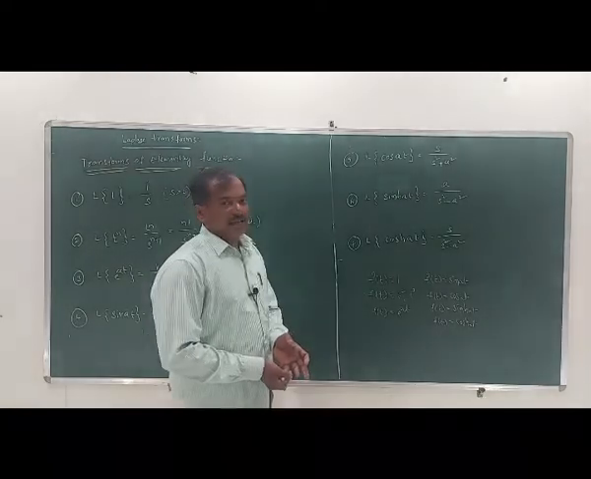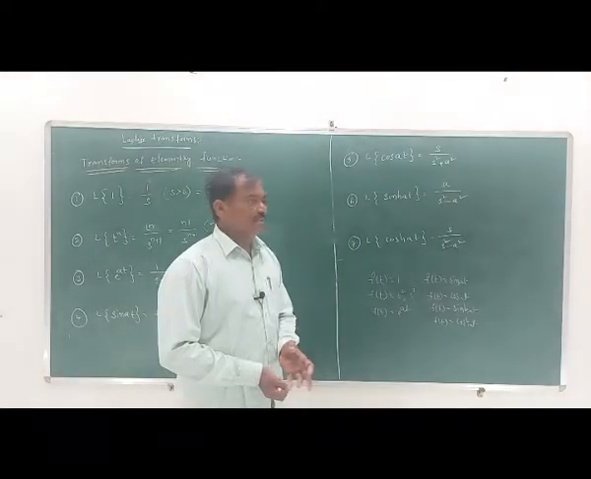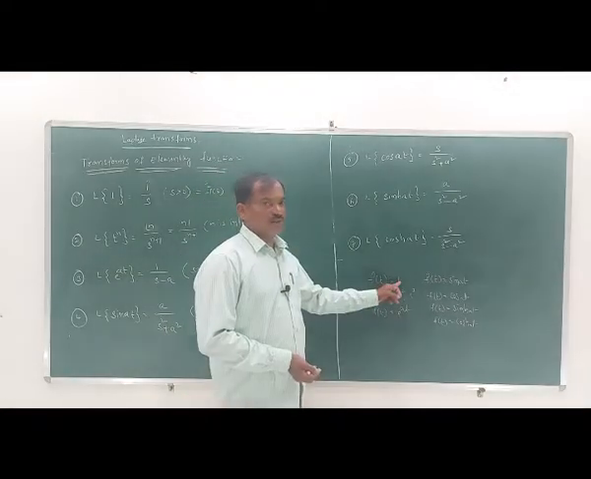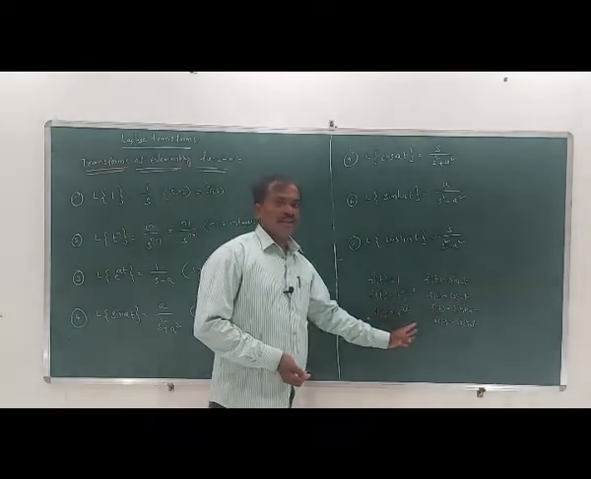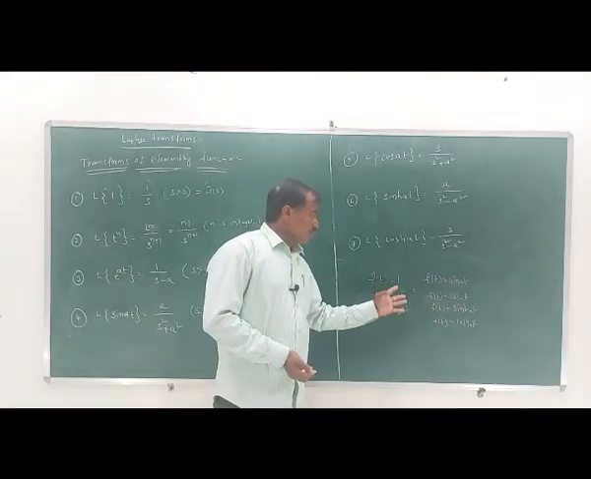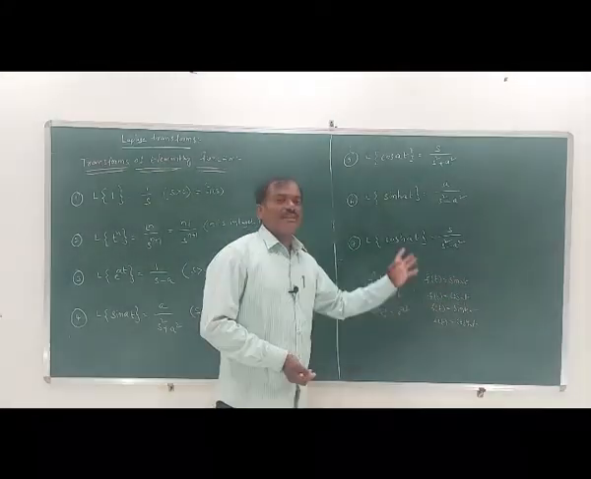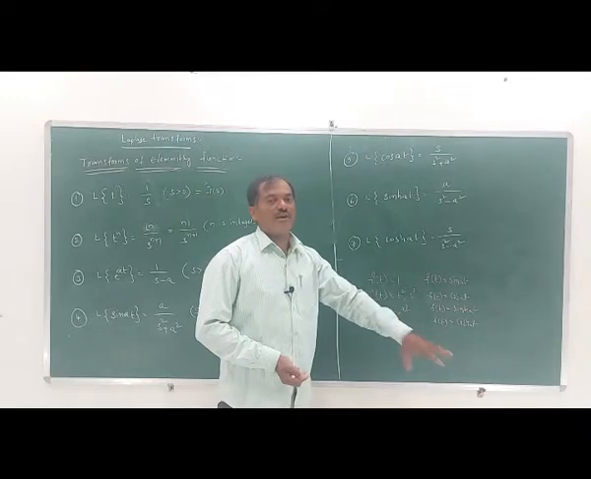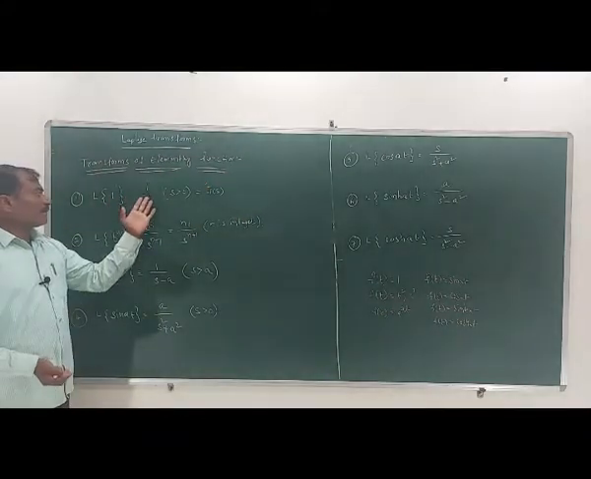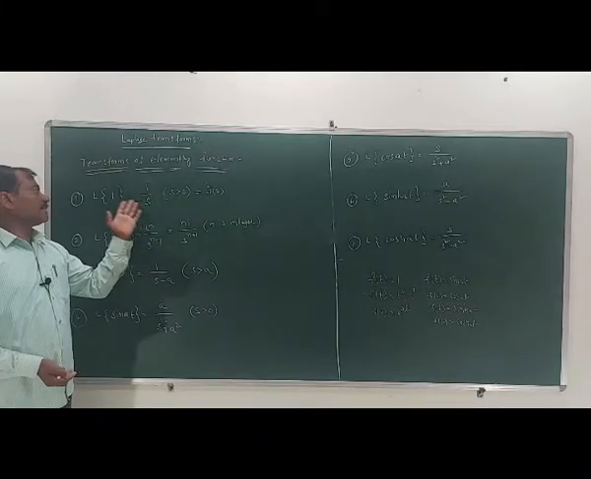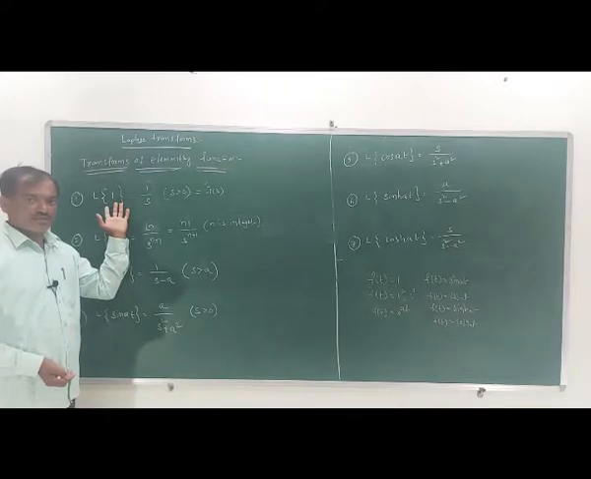How to find the Laplace transform of these elementary functions? Already we saw the Laplace transform of f of t equal to 1. Similarly, we have to find the Laplace transform of the remaining elementary functions. So the Laplace transforms of these elementary functions can be written as formulas. Laplace transform of 1 equals 1 by s. How do we get this? Already we saw the proof of the Laplace transform of 1.